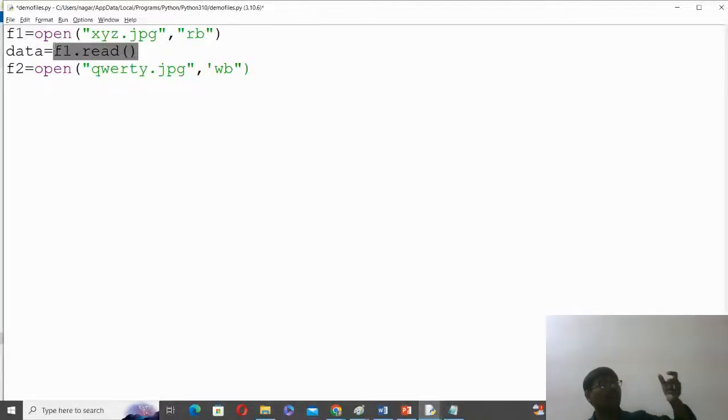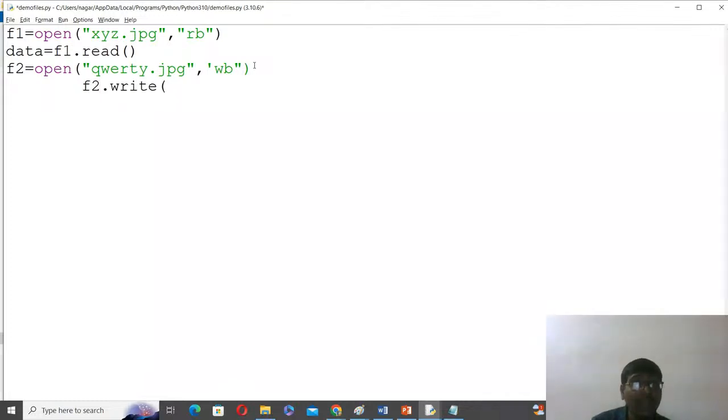Anyway, images are stored in the form of binary zeros and ones, pixels. Now I open another file, which is not available, using write mode, so it creates this JPG file. Now what I am doing? f2 dot write of whatever data I read. I write all the data: f2 dot write of data. Finally f1 dot close, f2 dot close, save, run.